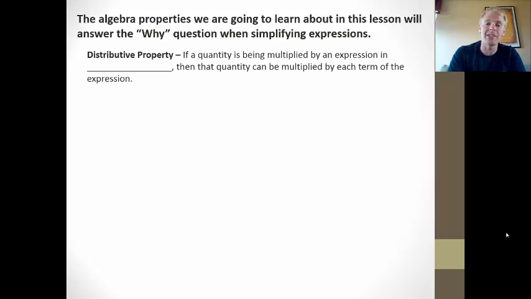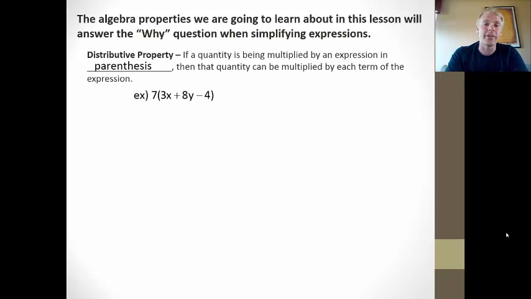Our first property is a property you might be familiar with. It's the distributive property, which says if a quantity can be multiplied by an expression in parentheses, then that quantity can be multiplied by each term of the expression. And that's a lot of words. So let's look at an example to maybe make this a little more clear.